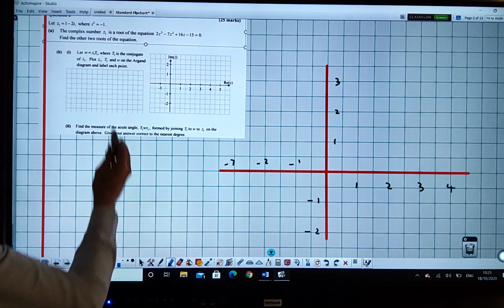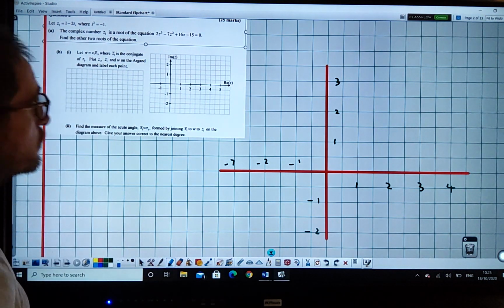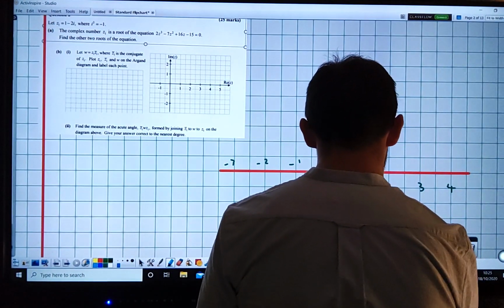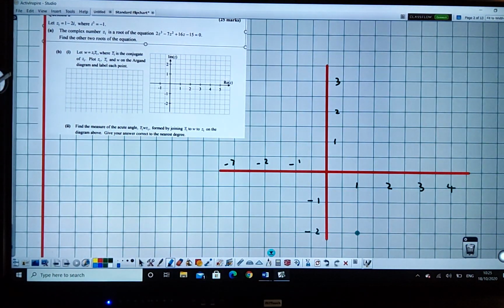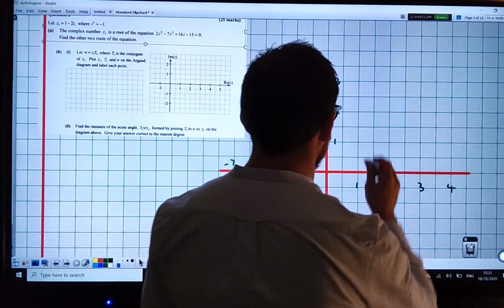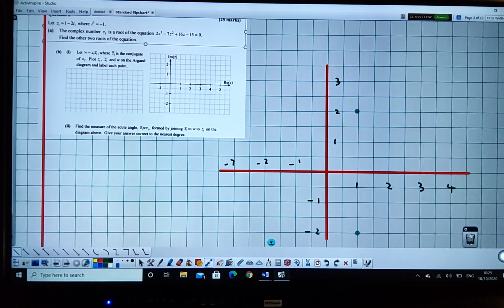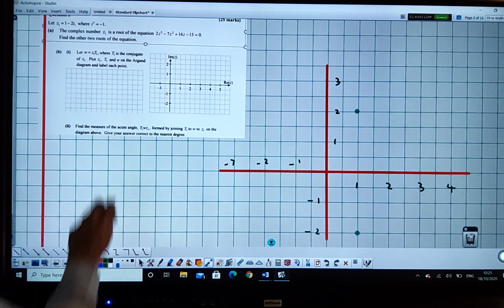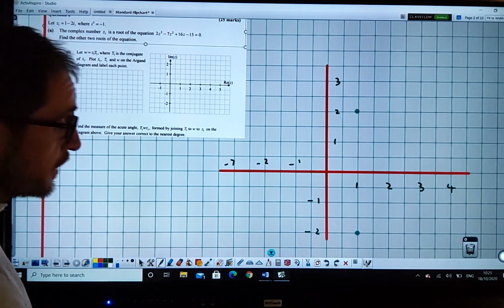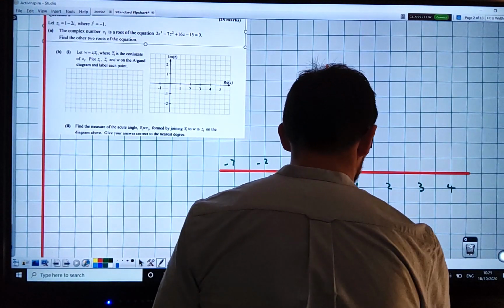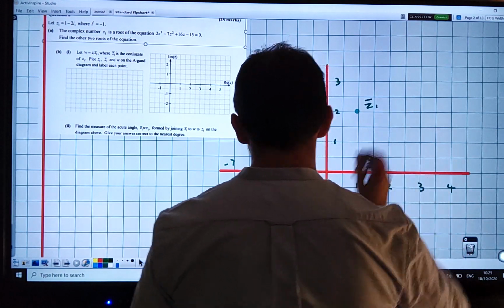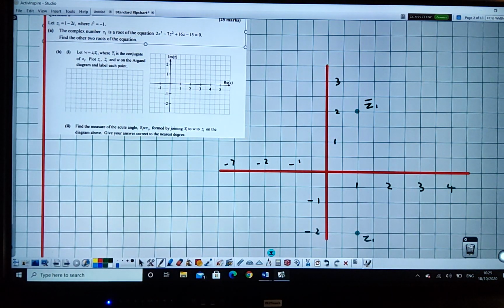Now, so plot Z1, so Z1 is 1 minus 2i. So 1 minus 2i is there. Okay, and Z bar 1 is going to be 1 plus 2i. Now, you're asked to label each point. So always make sure, you're just giving away marks if you don't do that. So that's going to be Z1, Z bar 1. Right, and label each point. Now, it says find the measure of the acute angle formed by joining Z1 to W to Z bar 1.